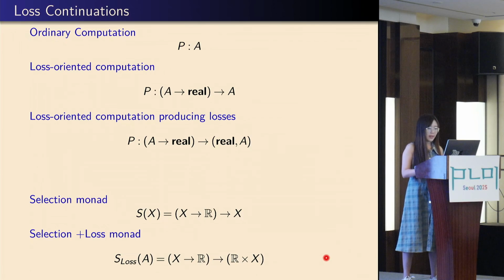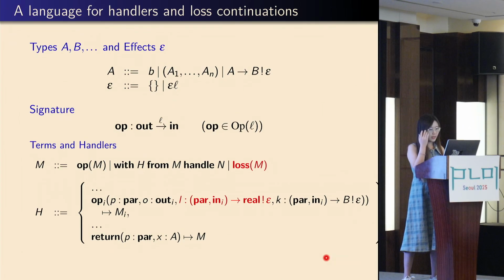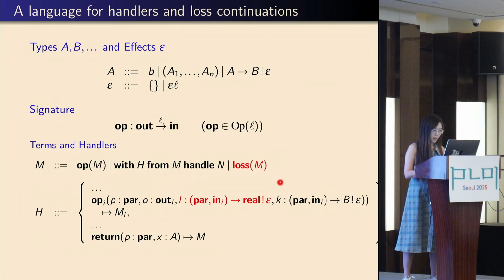With that, we can now start incorporating the selection monad into effect handlers. The way we are going to do it is that we are going to add one language primitive, and then we are also going to update the definition of the handler. Specifically, we have the same definition of types and effect signatures as before, but now we have one additional language construct called loss. We can call this loss with a term M. That is telling the program that I'm currently incurring a loss of term M.